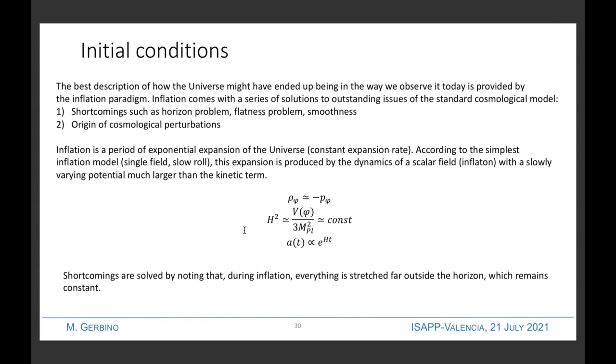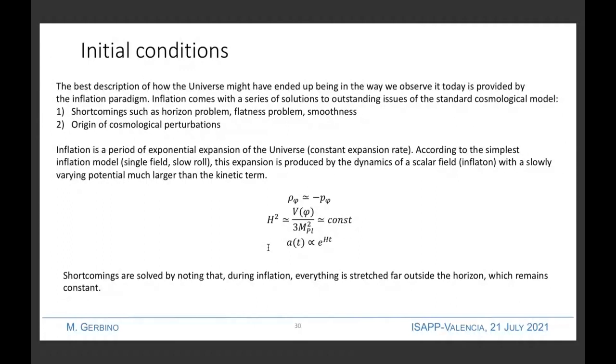And if we solve for the scale factor, remember that the Friedmann equation is basically a differential equation for the scale factor. If we solve this differential equation, then we end up with the scale factor evolving exponentially during the time of inflation, while H, which represents also the size of the causal horizon at that time, remained constant. So we have a constant size of the causal horizon while the scale factor was evolving exponentially. This basically means that everything started inside the same causal horizon, but because of this exponential expansion, everything was stretched out of the causal horizon.